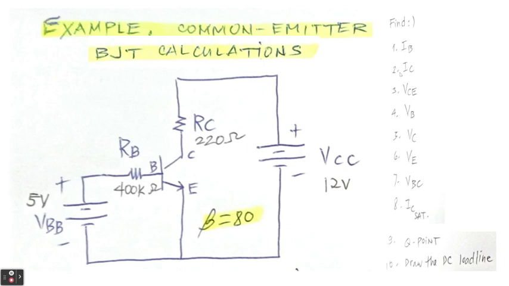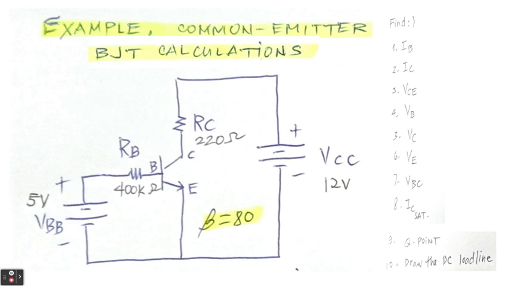Okay, let us say that we will be finding the DC values like IB, IC, VCE, VB, VC, VE, VBC, IC saturation, Q point, and we want to draw the DC load line. Look at the circuit here. We have the VBB equals to 5 volts, RB equals to 400 kilo ohms, RC equals to 220 ohms, VCC equals to 12 volts, and we have beta of 80.